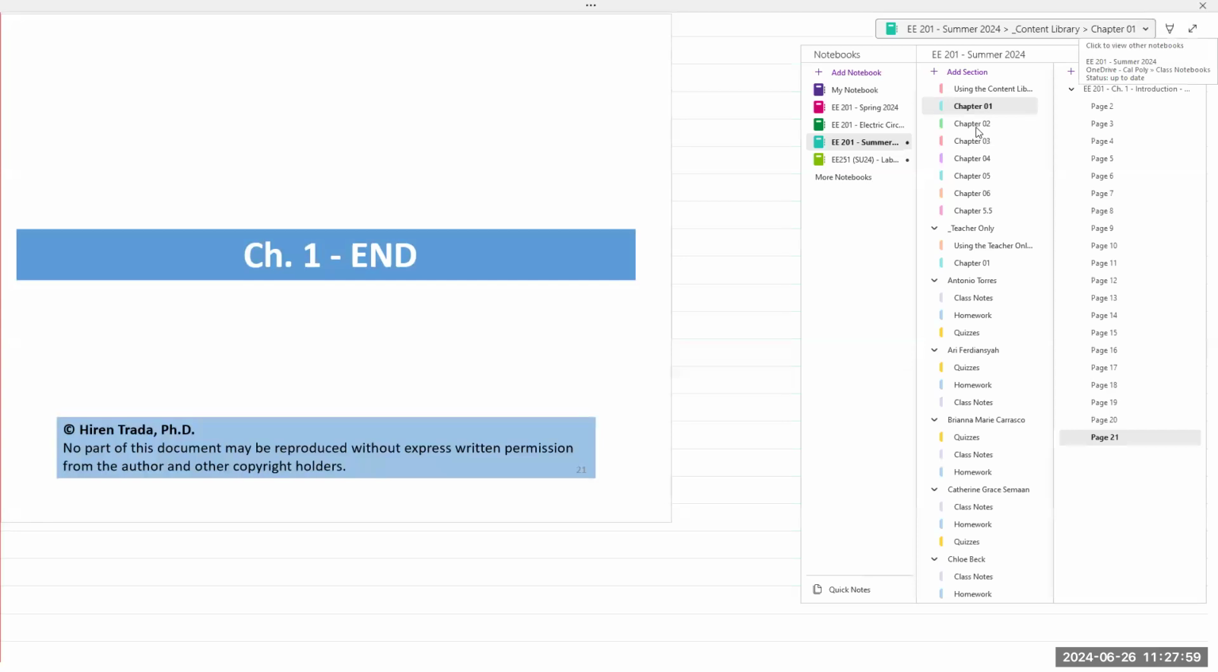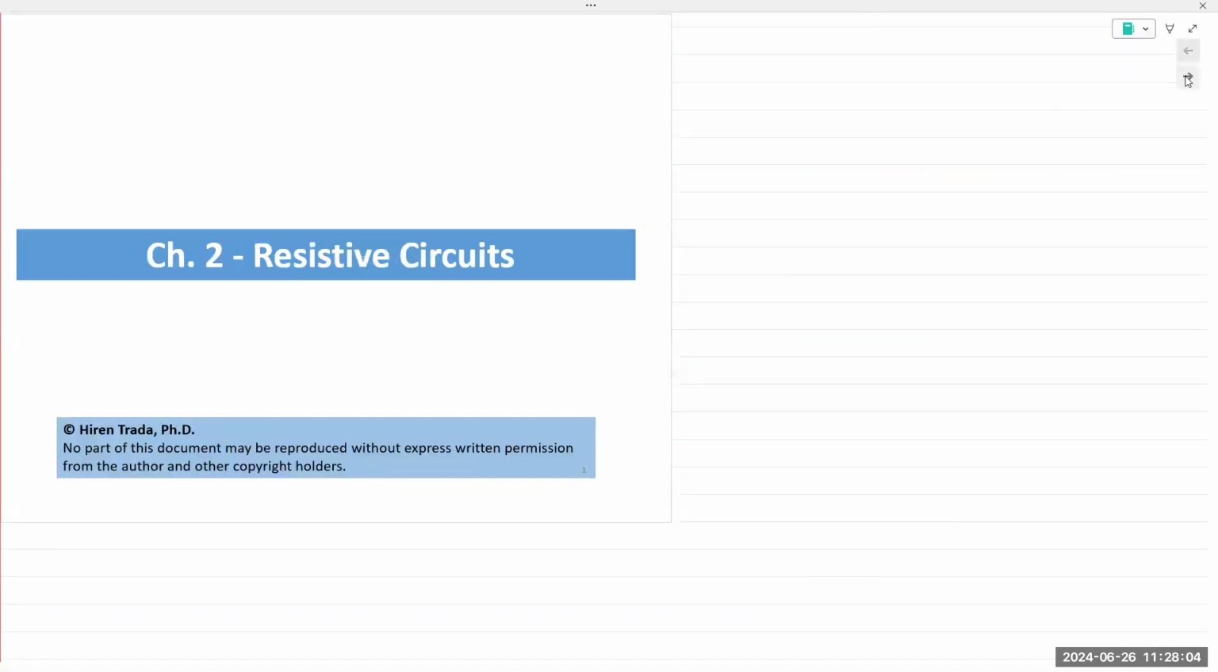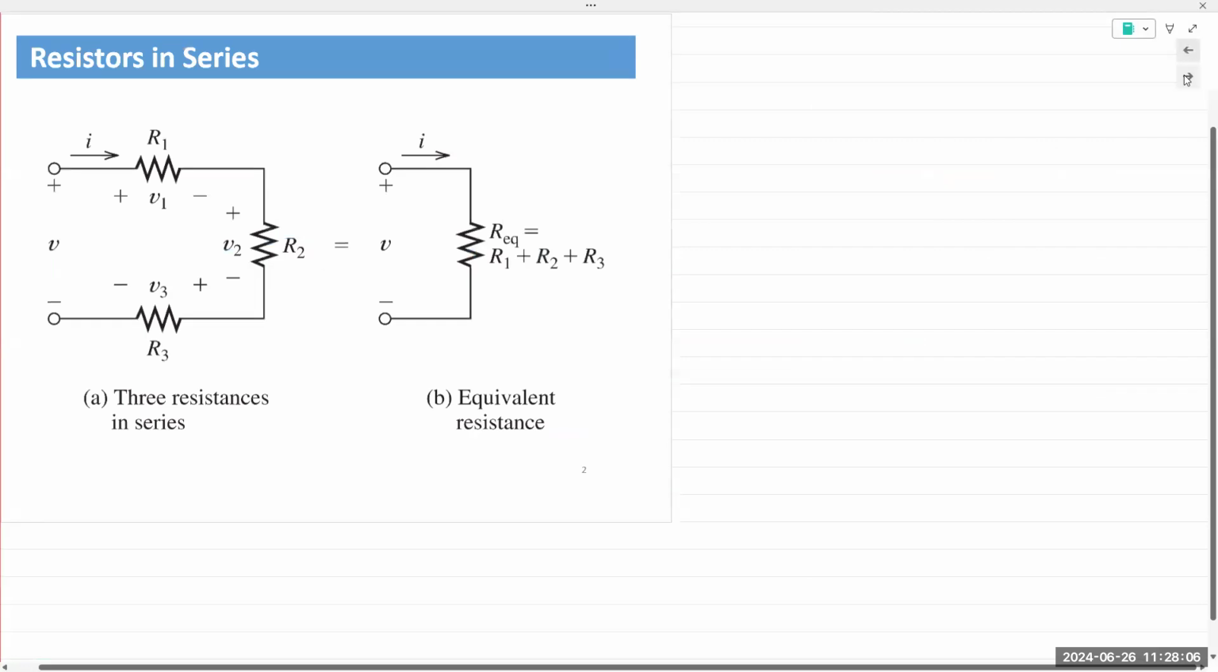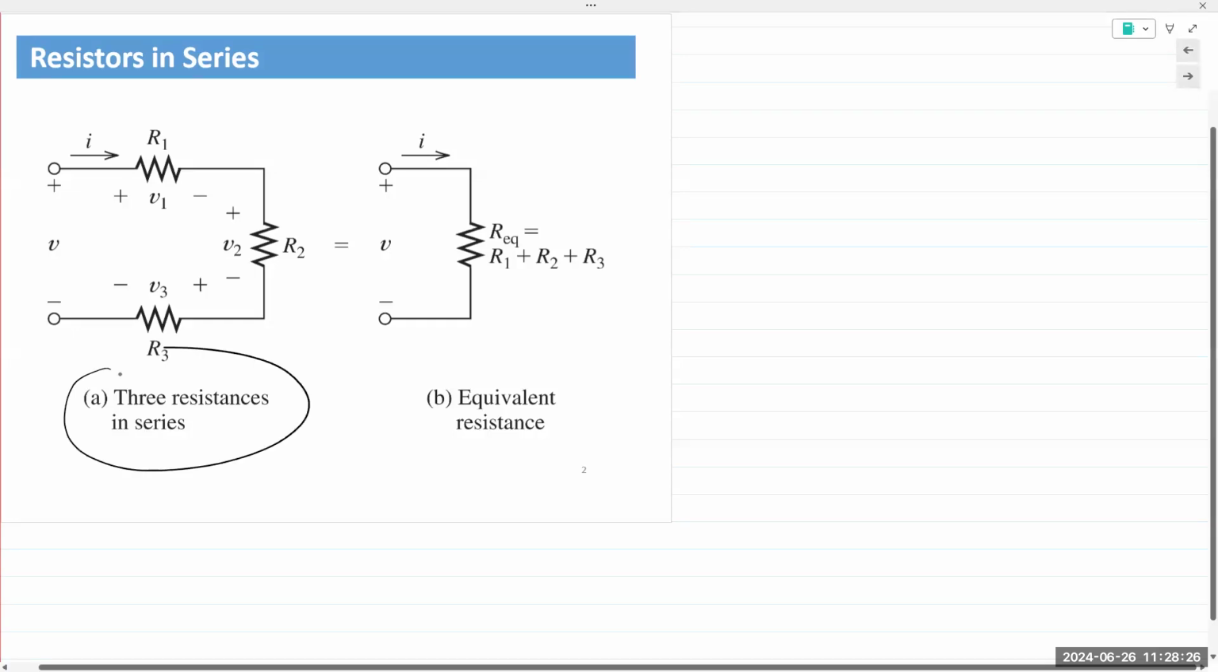Okay. All right, chapter 2, resistive circuits. And these are all DC analysis techniques, okay? So the first up in chapter 2 is combining resistors in series and then combining resistors in parallel. And then we'll look at circuits where we combine resistors in series and parallel and reduce it down to one single resistance. So here in example A, we have three resistances in series.